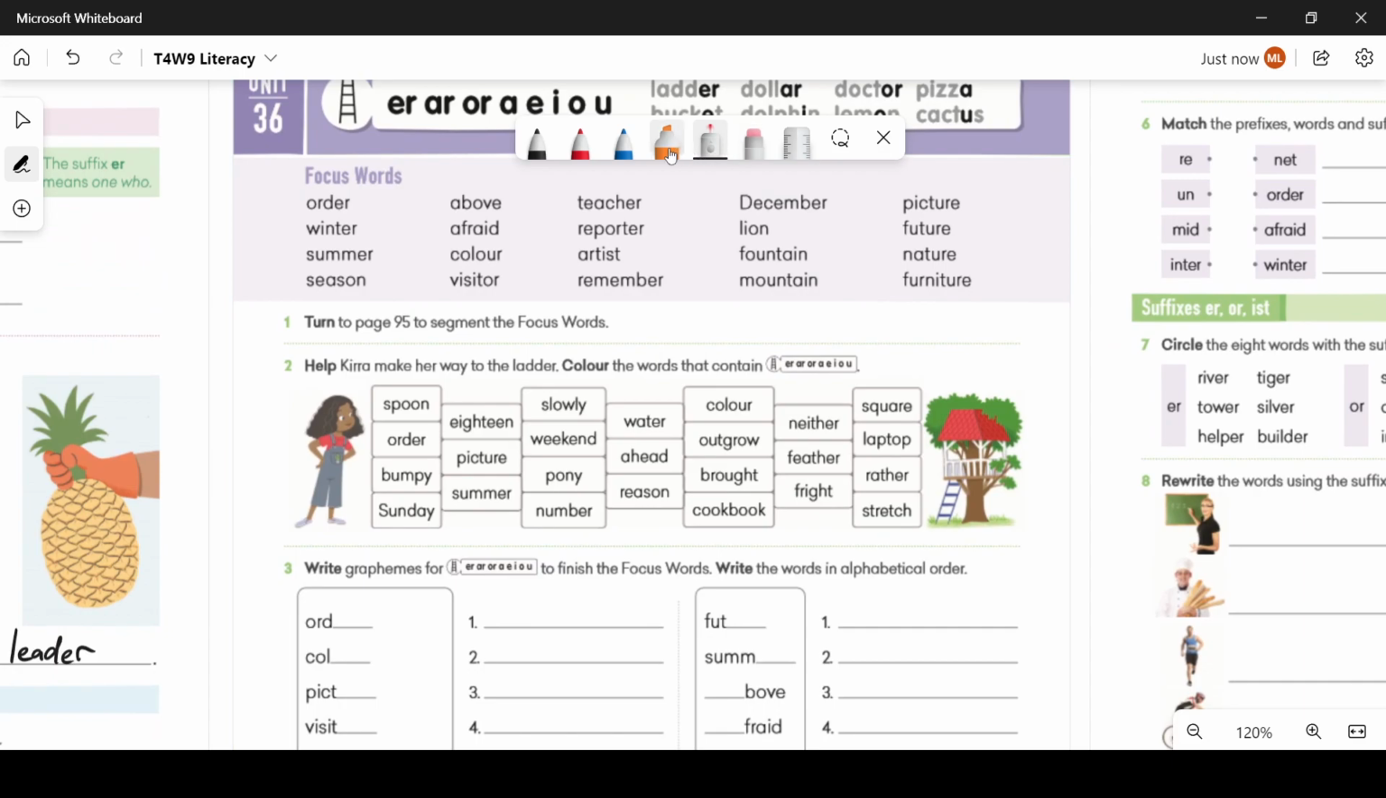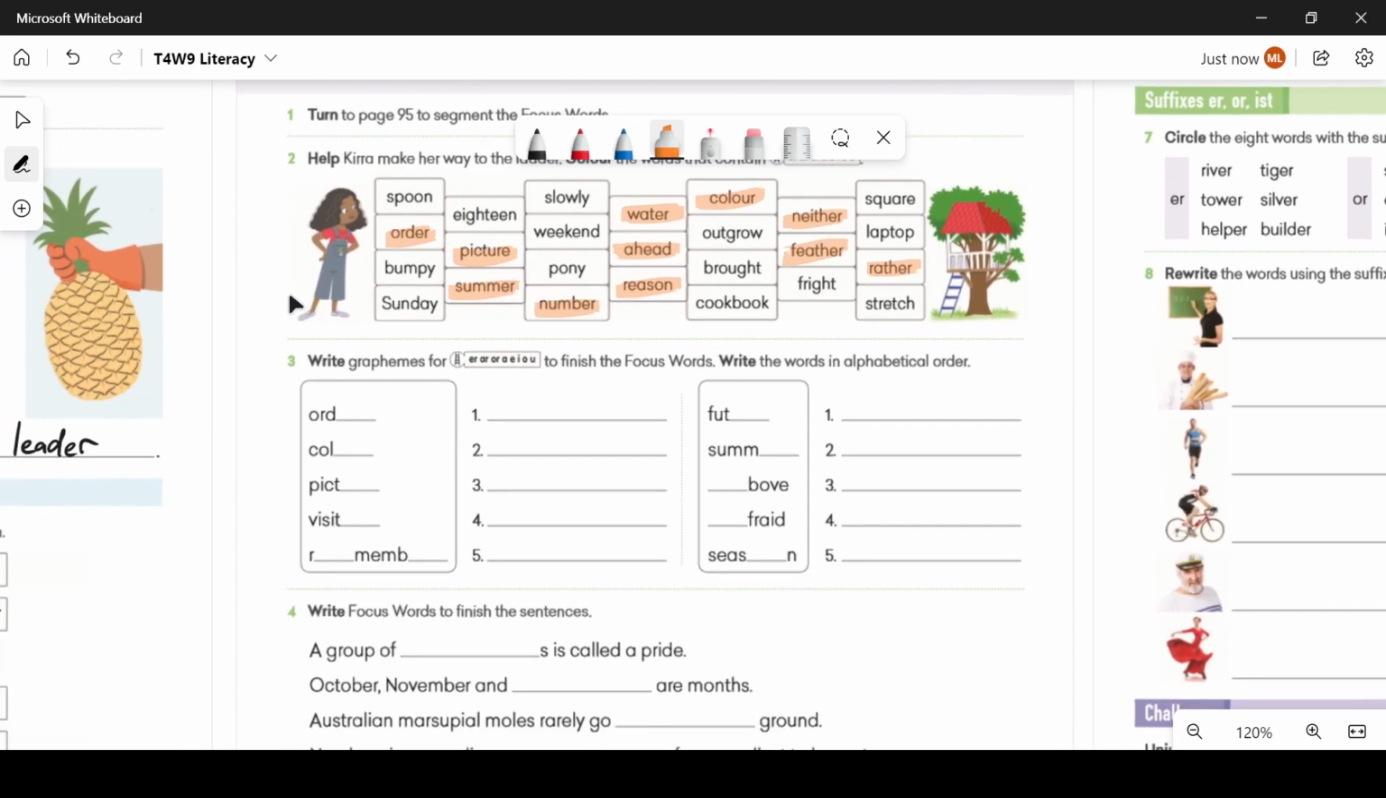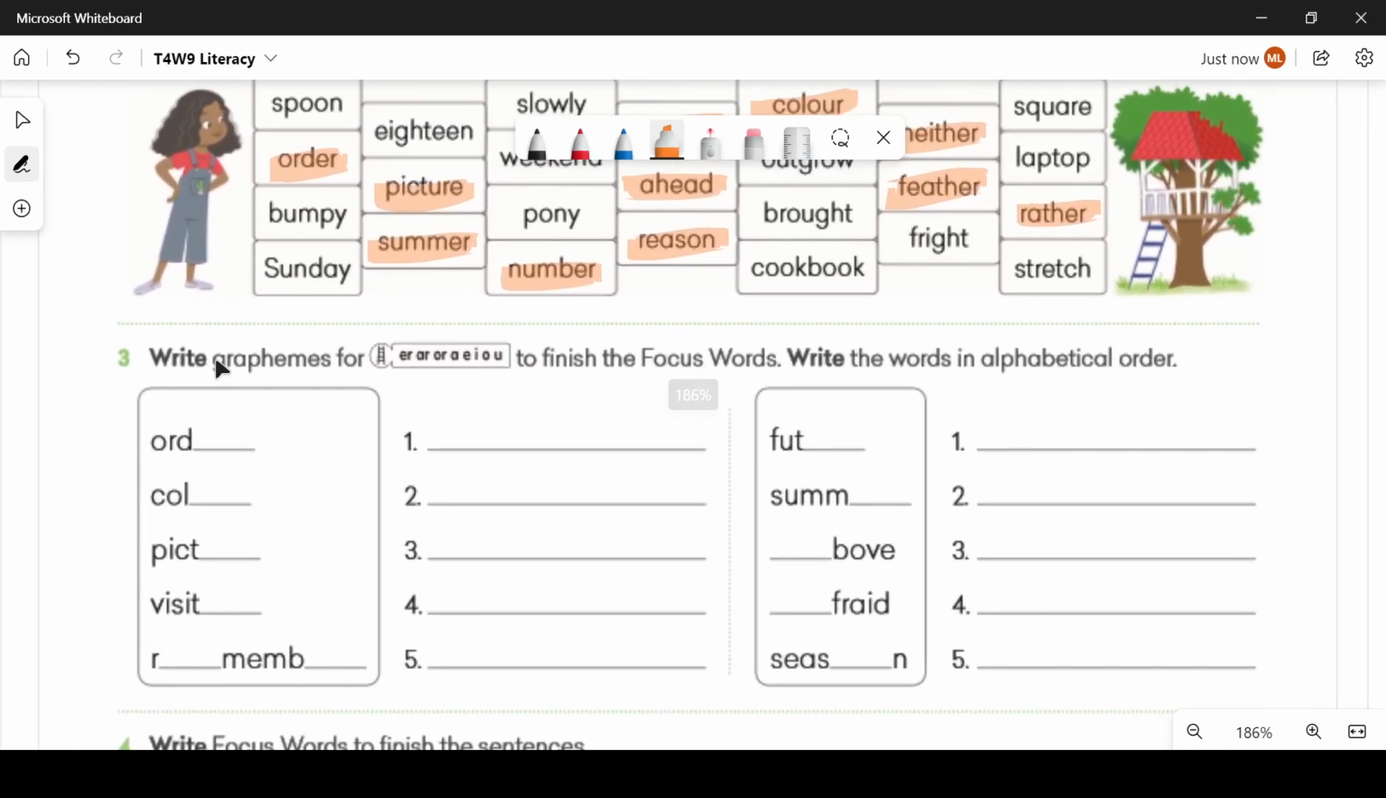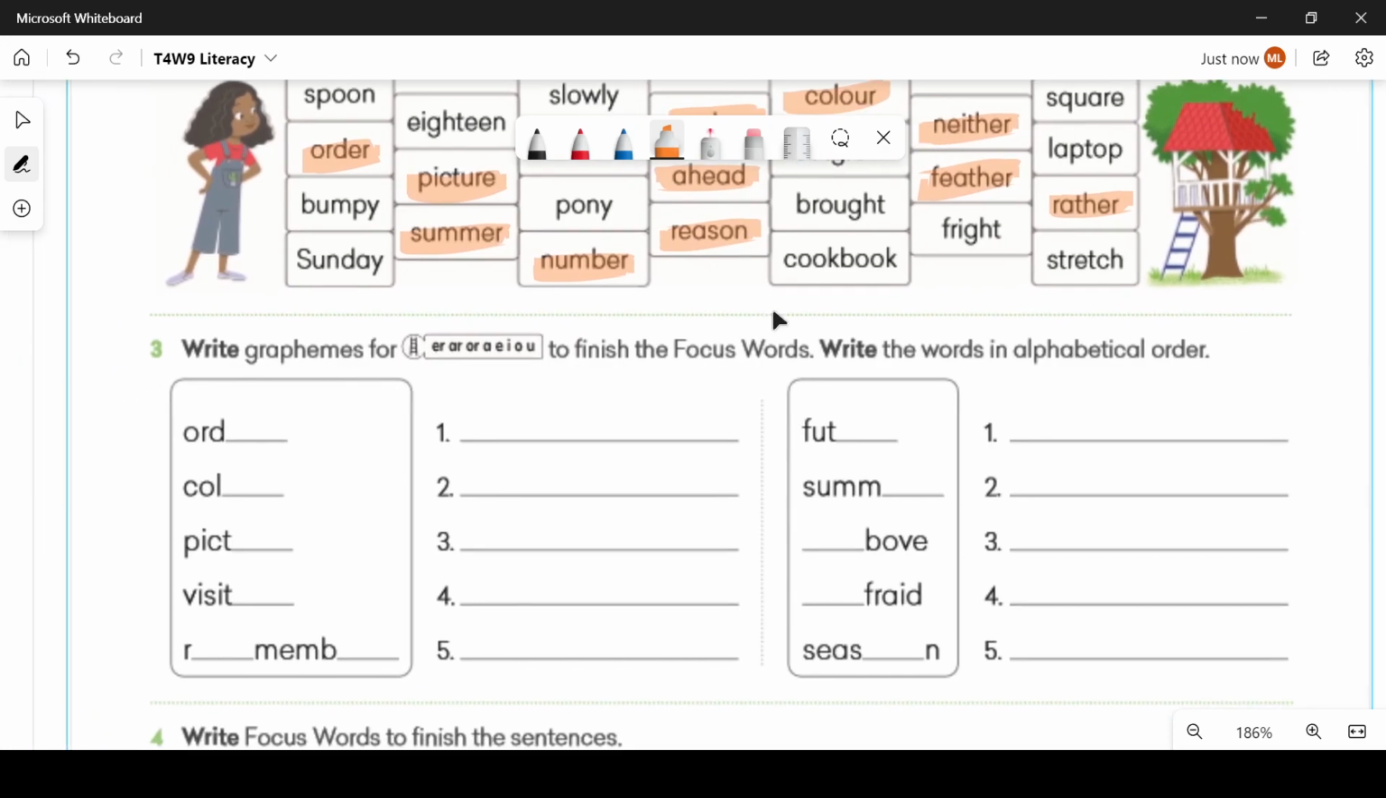Colour the words that contain spoon, order, picture, weekend, slowly, pony, number, summer, number, reason, ahead, water, colour, neither, feather, rather. Boom. Write graphemes for to finish the focus words, and then write the words in alphabetical order.